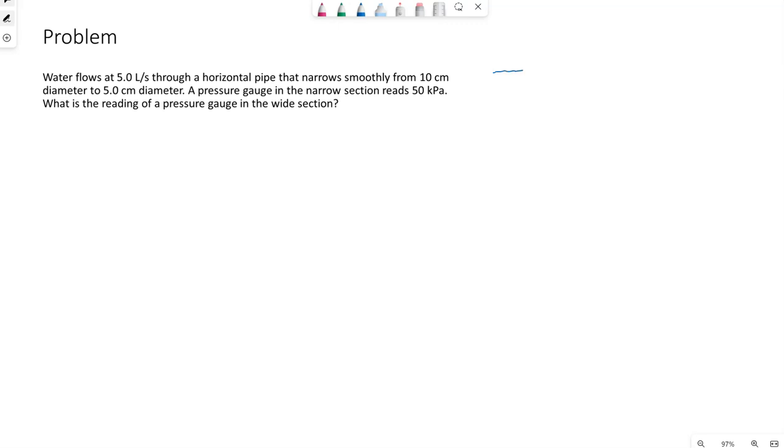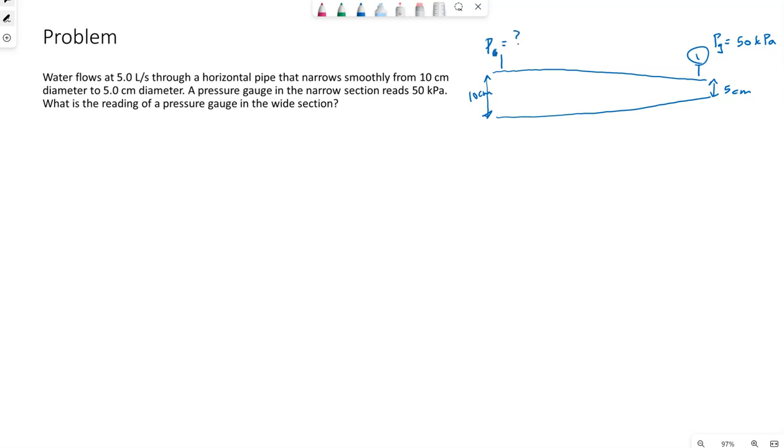All right, so rough sketch here. I have a pipe that's narrowing down. The diameter here is 10 centimeters. The diameter here is 5 centimeters. A pressure gauge. So there's some sort of gauge over here that's reading 50 kilopascals. So I'm putting P sub G to mean my gauge pressure. We want to find P sub G over here, the gauge pressure at this left side.